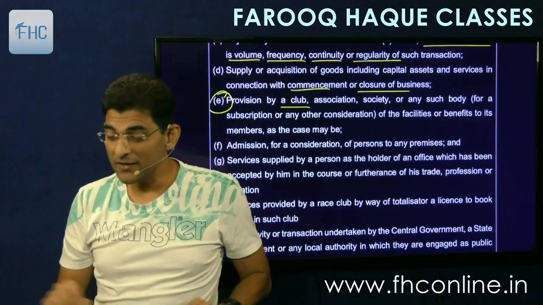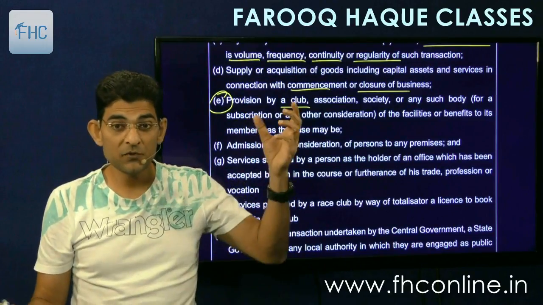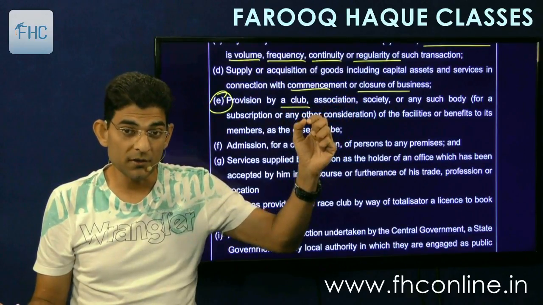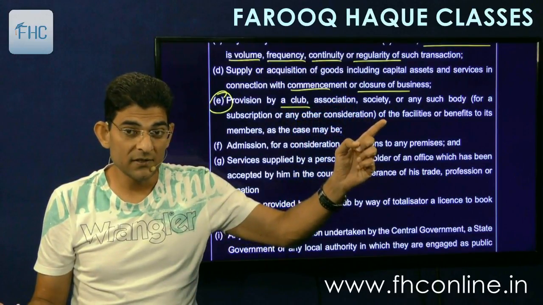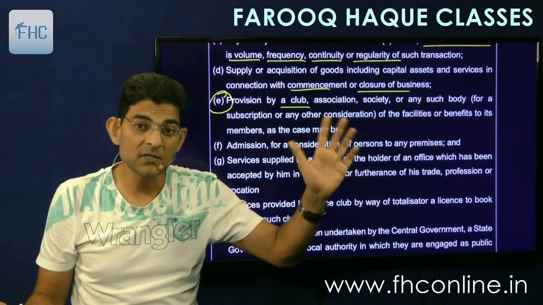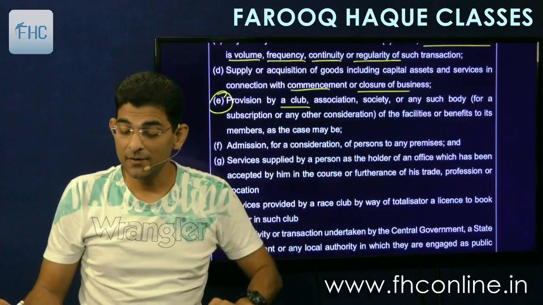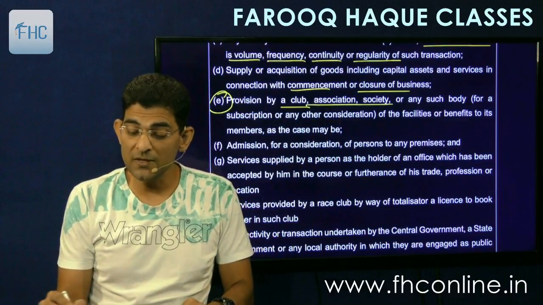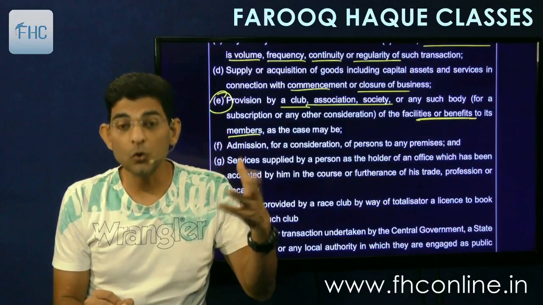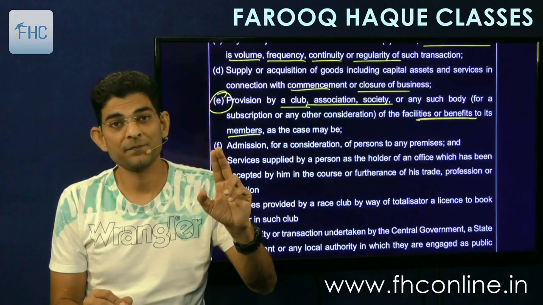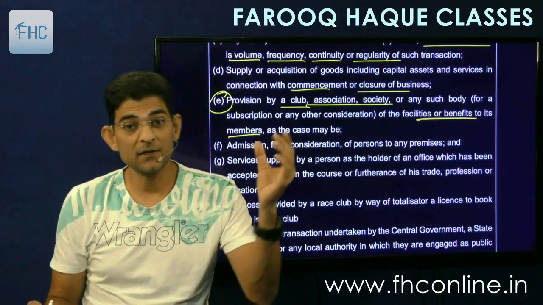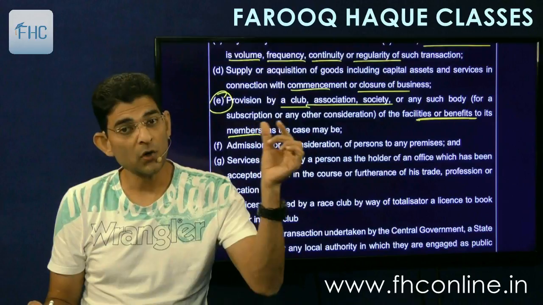So this clause E says that provision by a club, association, society or such body of facilities or benefits to its members, as the case may be, means a club, association or society giving services or goods to its members is also business, and therefore chargeable to tax. And this can be given by way of subscription or other consideration.